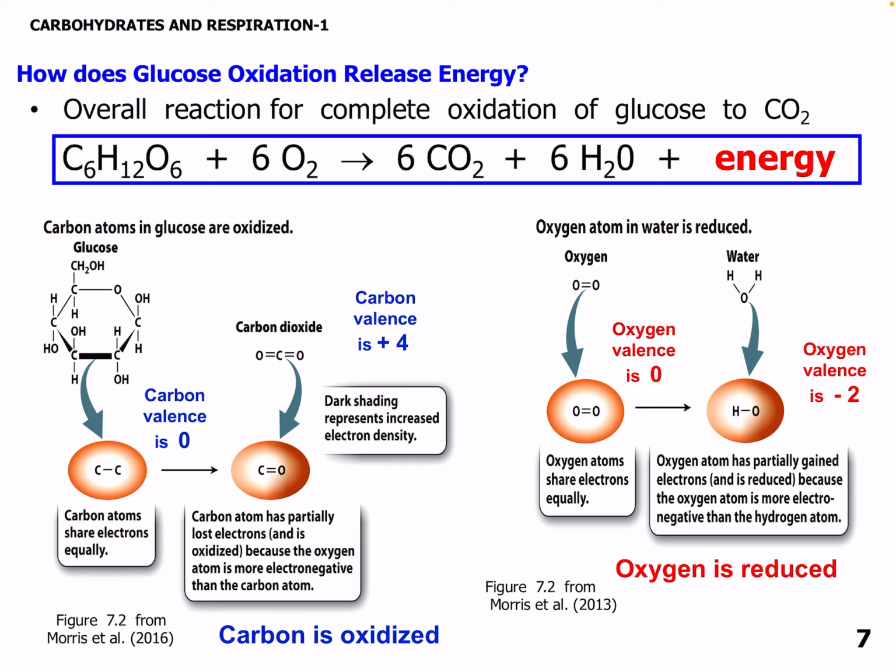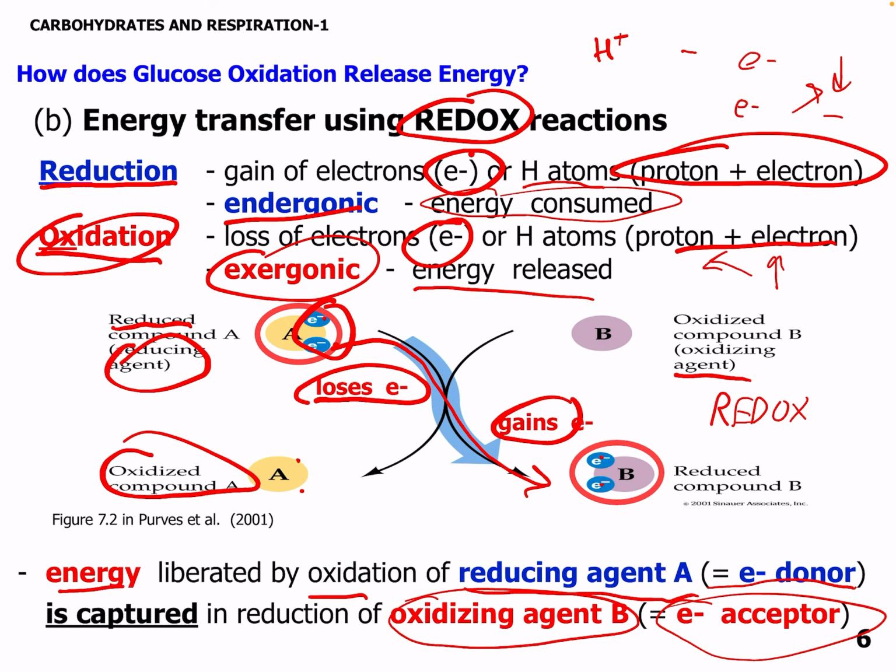So again, here's our overall reaction. We can see here carbon atoms in glucose are oxidized. Here we see carbon atoms share electrons equally. So here's our carbon-carbon, so this carbon valence is 0. The carbon atom has partially lost electrons and is oxidized. So remember, oxidizing is the loss of electrons.